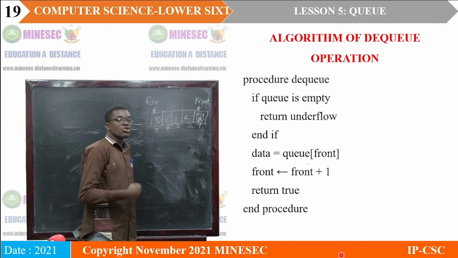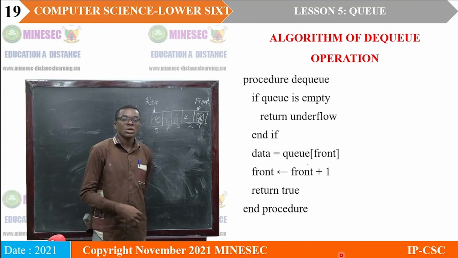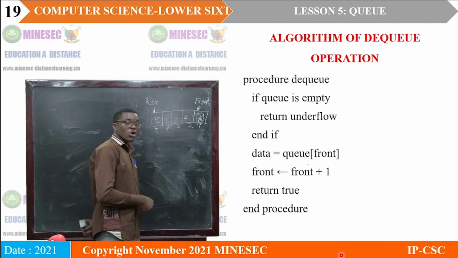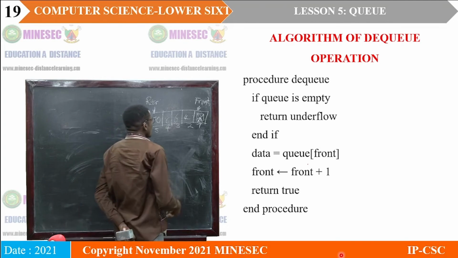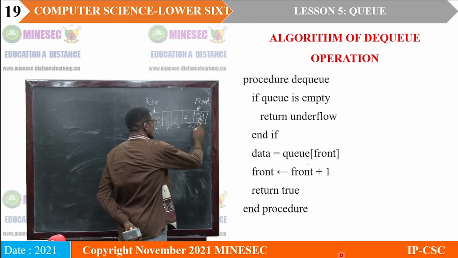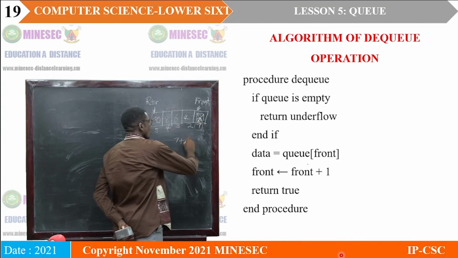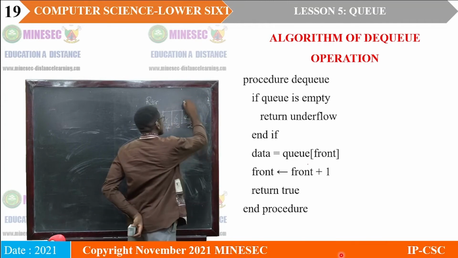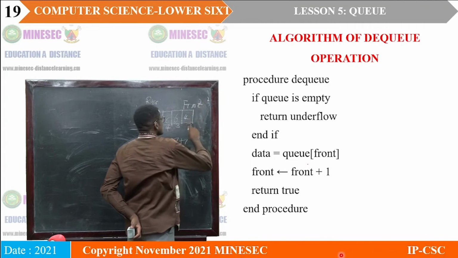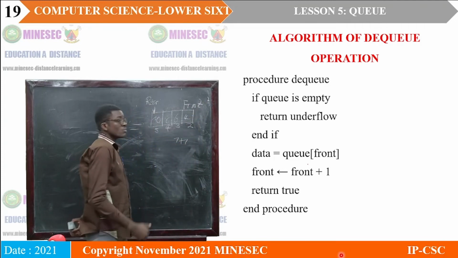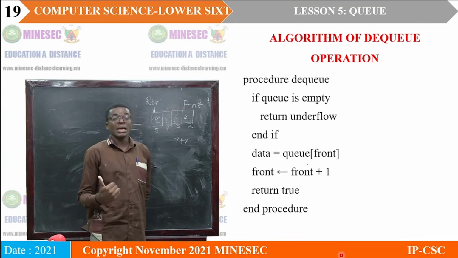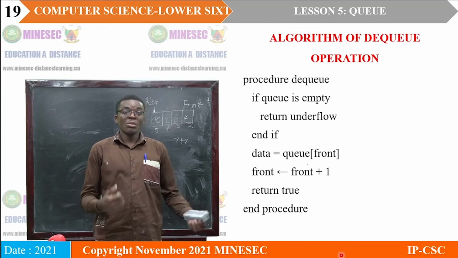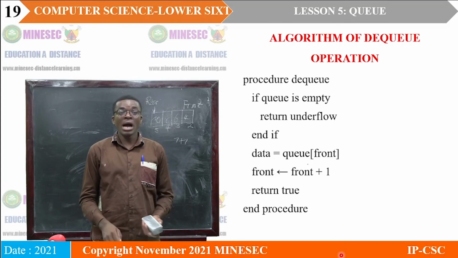After taking it off, we need to change our front. That is, we need to modify our front position. Our new front now will be our previous front plus 1. It means our new front position now will be our previous front, which is 1, plus 1. It means our new front now will be at this position. This is going to be our new front. So we have seen enqueuing, adding the data items to the rear position of our queue, and dequeuing, removing data items from the front of our queue.